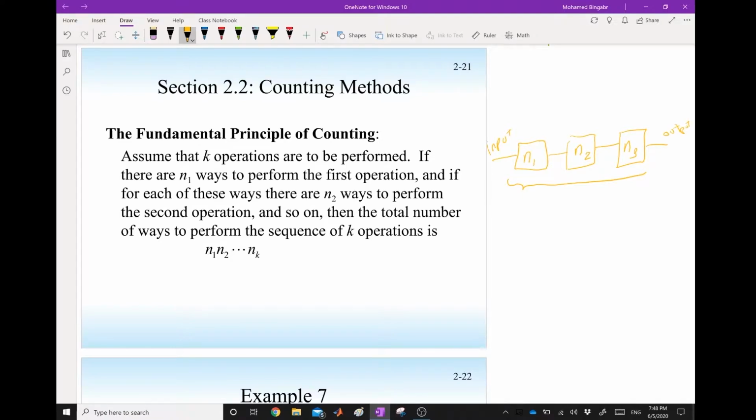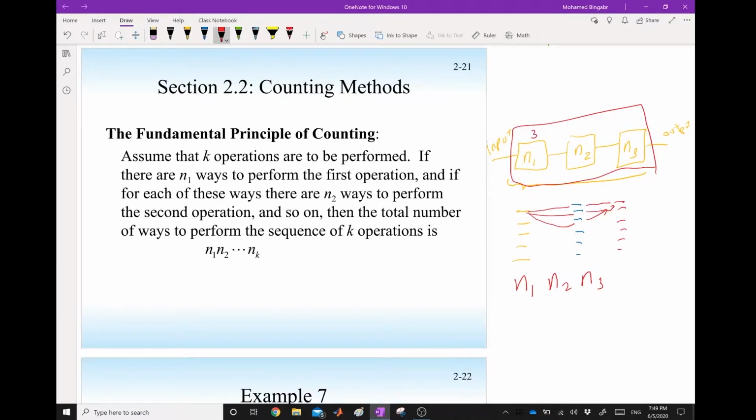Well, let's see. In the first stage, there are n1 different way. Then in the second stage, there are n2 different way of processing. And in the third stage, there are n3 different way. So one way to process the input through the whole system here is this way with this one, with this one. This method with this one, then this one. This method with this one, and this one, and so forth. So there are n1 times n2 times n3 different way.